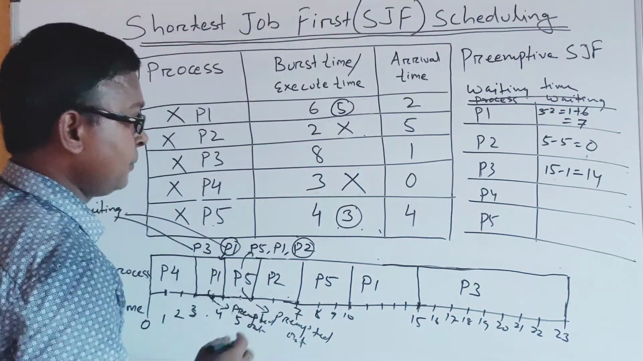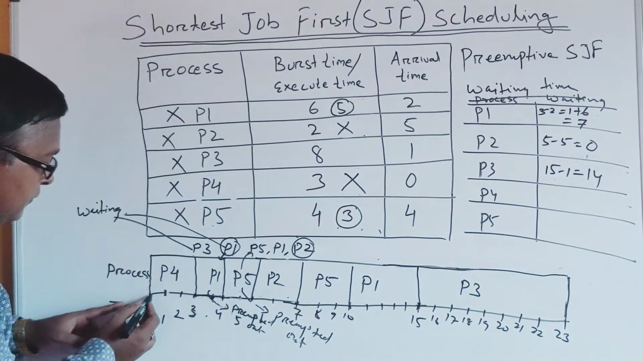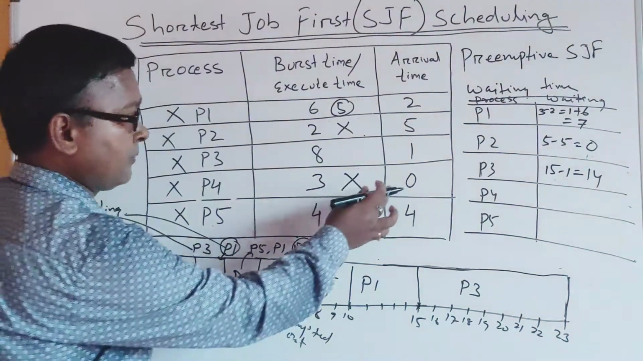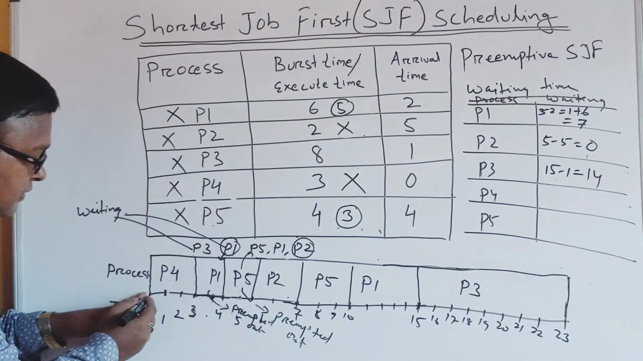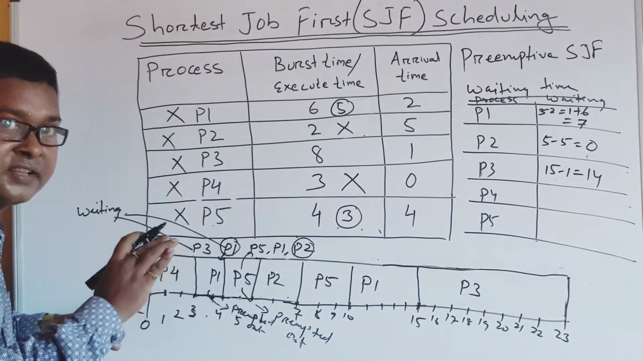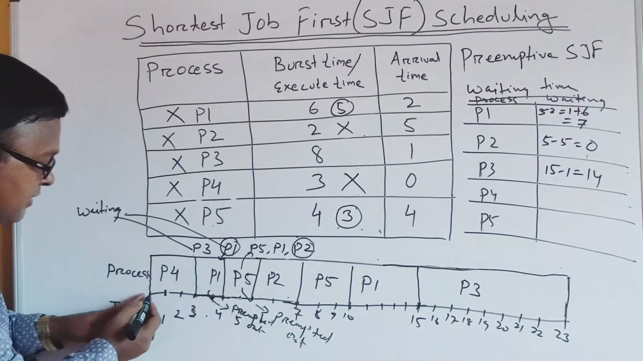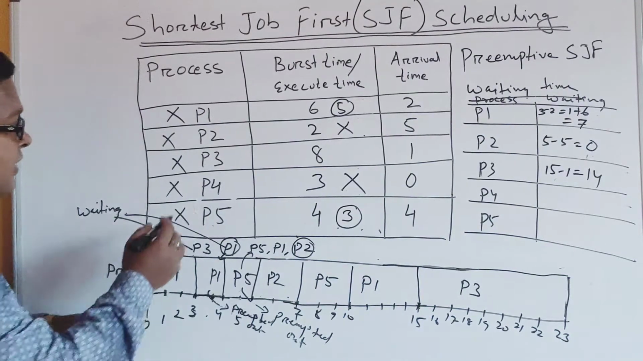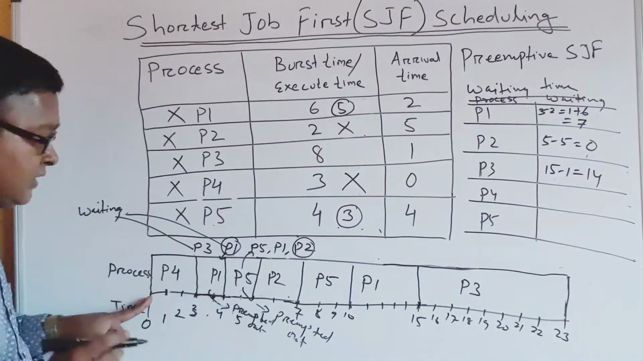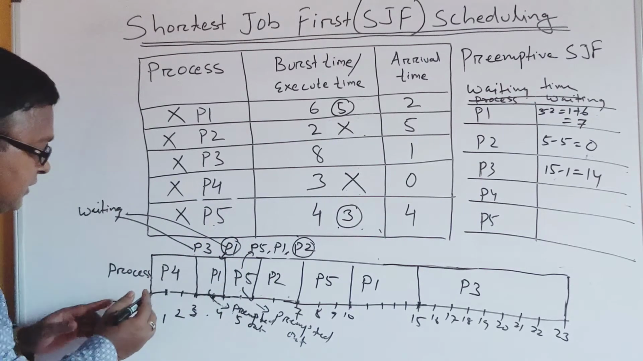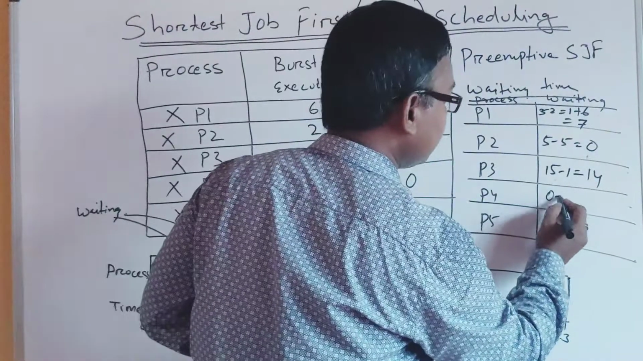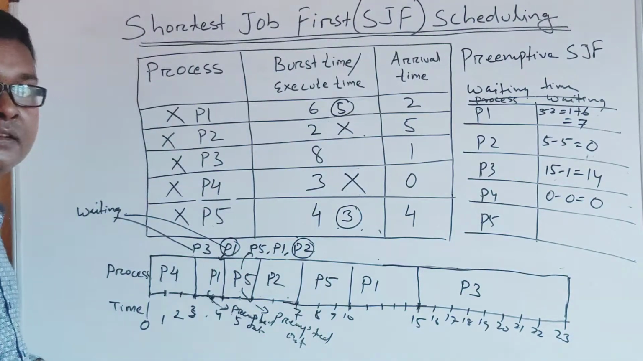Understood? Next, P4. What is the waiting time for P4? See, P4 has entered into the processor starting at the 0th time, and it has completed at the 3 unit of time. No processes were there to get compared according to SJF, and it has completed its execution at 3 units of time, as it is taking 3 units of time for total execution, right? So in the beginning itself, it has completed its execution. So what is the total waiting time for P4? 0 only, right? So 0 minus 0 is equal to 0. Understood? Next.